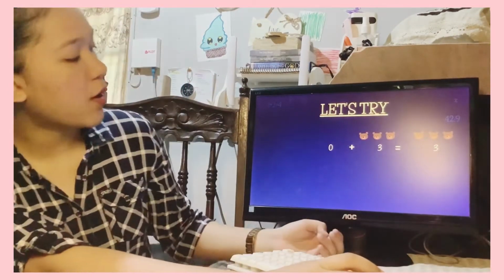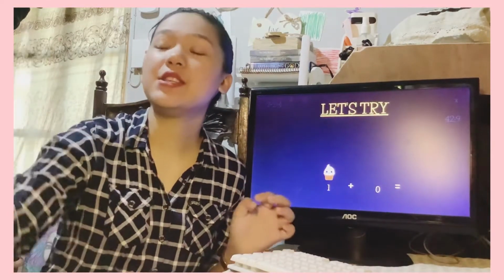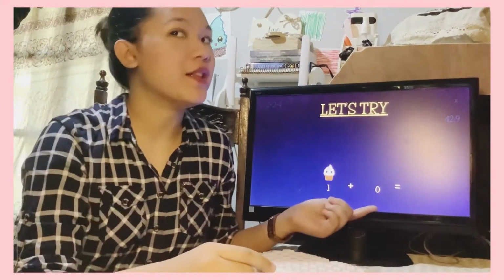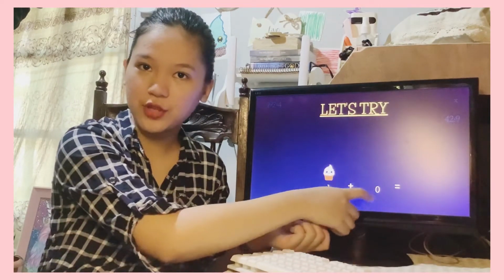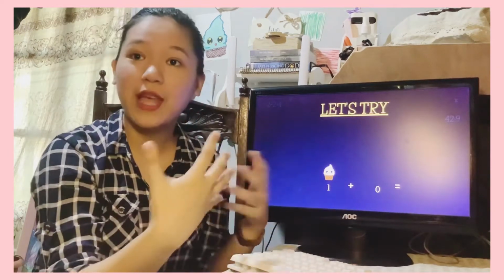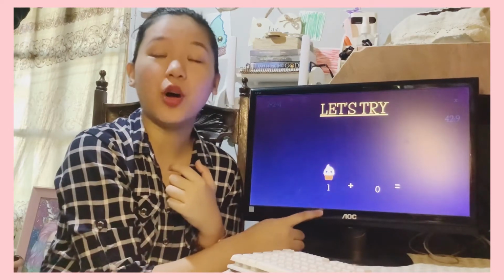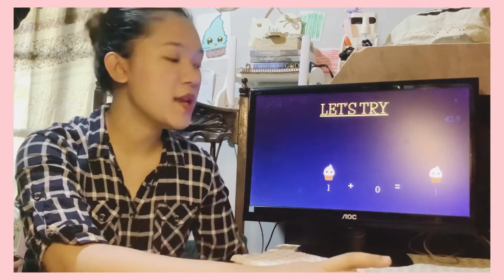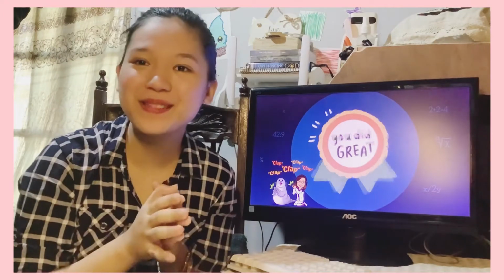Okay, another example here. Who wants to try? Yes, you. It's 1 ice cream. Why? Because we have here a 0, and every time we see a 0 in addition, the sum will always be the other addend. Very good. So it will always be 1 ice cream. You did great. Good job.